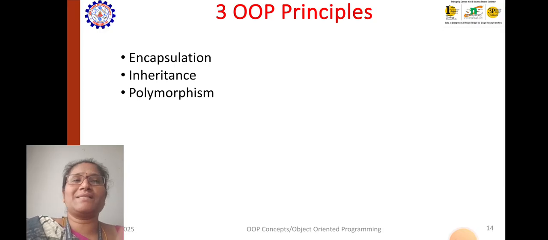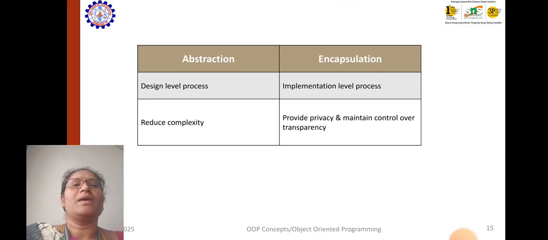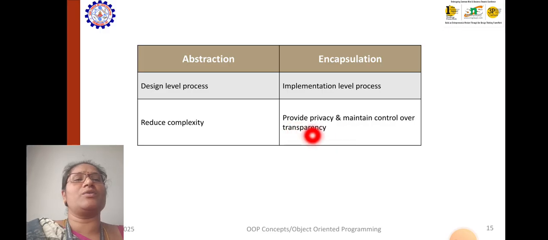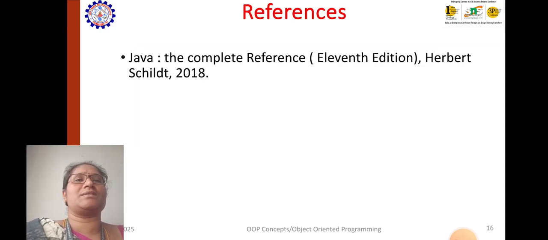Basically, object-oriented programming implies three principles: encapsulation, inheritance, and polymorphism. Abstraction is the design level process, and encapsulation is the implementation level process. Abstraction is used to reduce complexity, and encapsulation is used to provide privacy and maintain control over transparency.